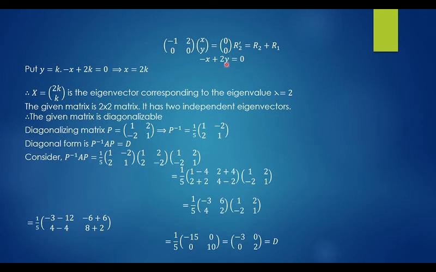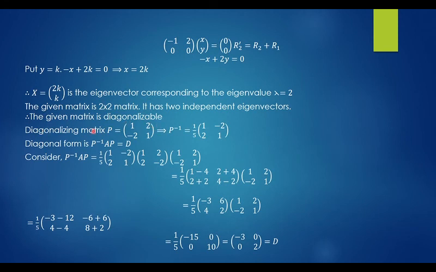Substitute y as k and simplify this equation, you get the value of x as 2k. Then write the values of x and y here, that is, capital X equals 2k, k in the column matrix. Okay, this is the eigenvector corresponding to the eigenvalue lambda equals 2. So, these two eigenvectors form one matrix P, the diagonalizing matrix P. Once we get the eigenvectors, the given matrix is said to be diagonalizable.